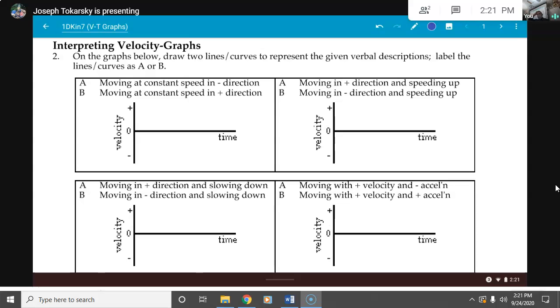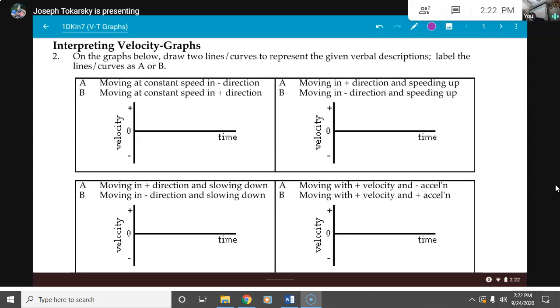All right, so line A in the first one says moving at constant speed in the negative direction. What kind of line am I going to draw on a VT graph for constant speed, negative direction? What kind of line does it have to be? Constant speed on a VT graph. What did we say yesterday? It is straight, but be more specific. Not just straight, but is it sloped or flat?